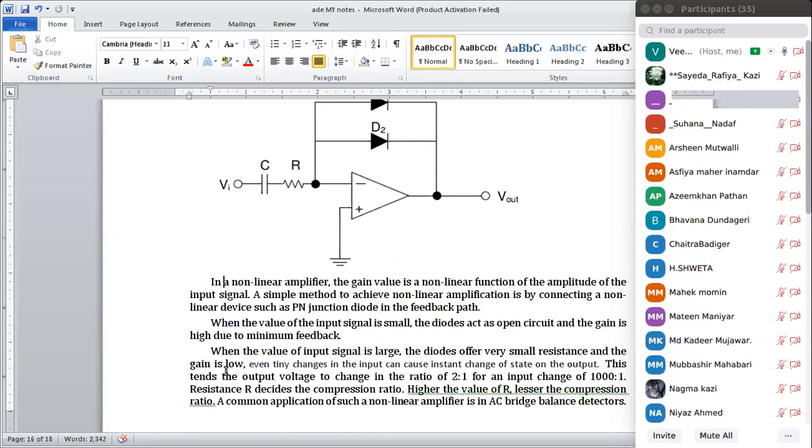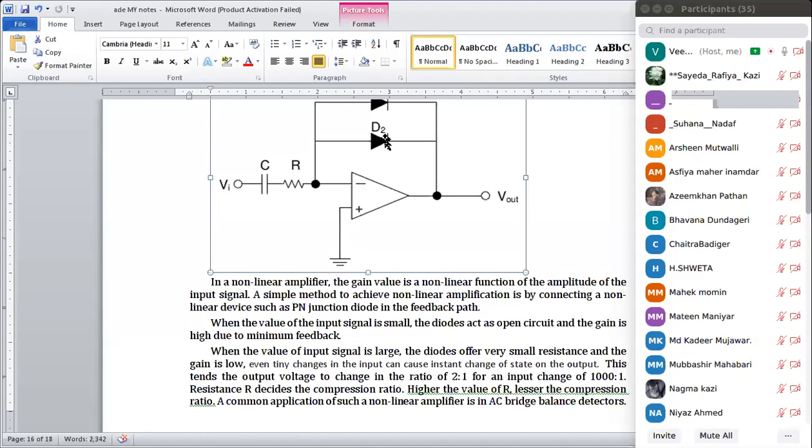Basically in a non-linear amplifier, the gain value is a non-linear function of the amplitude of the input signal. This non-linearity is achieved in amplification by connecting non-linear devices such as a PN junction diode in the feedback path. So when we connect diodes in the feedback path, it will create a non-linear amplification.